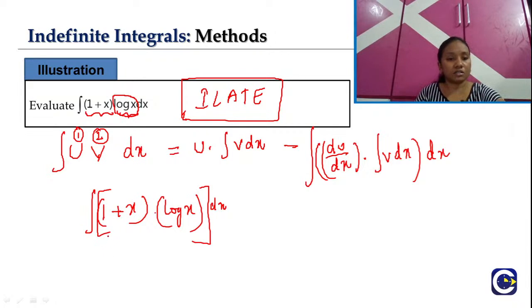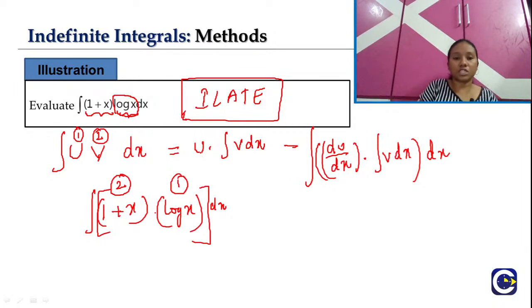What happened guys? Tara, Shivani, Shivaranjani. Yeah. So first function will be log x. So obviously second function will be 1 plus x according to our rule of ILATE. So now quickly apply our UV rule of integration, that is our integration by parts. So first function into integration of second function minus integration of differentiation of first function into integration of second function.